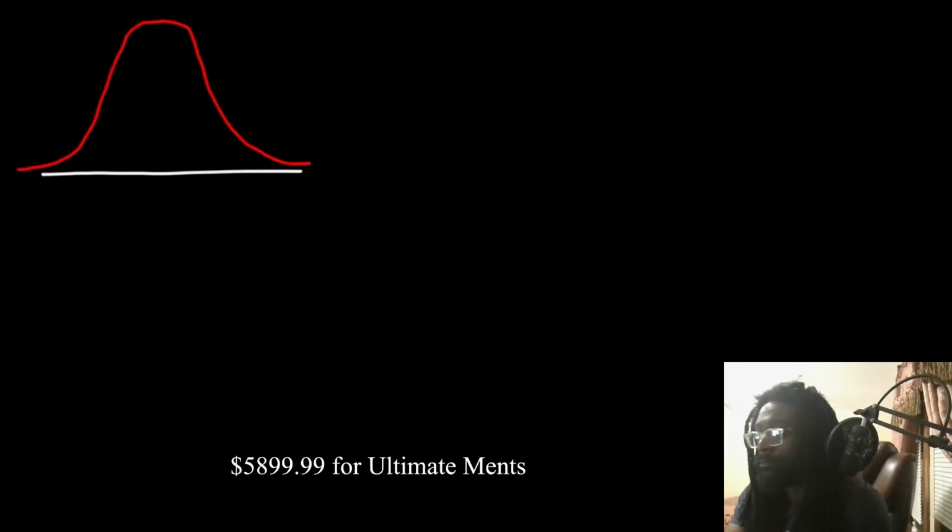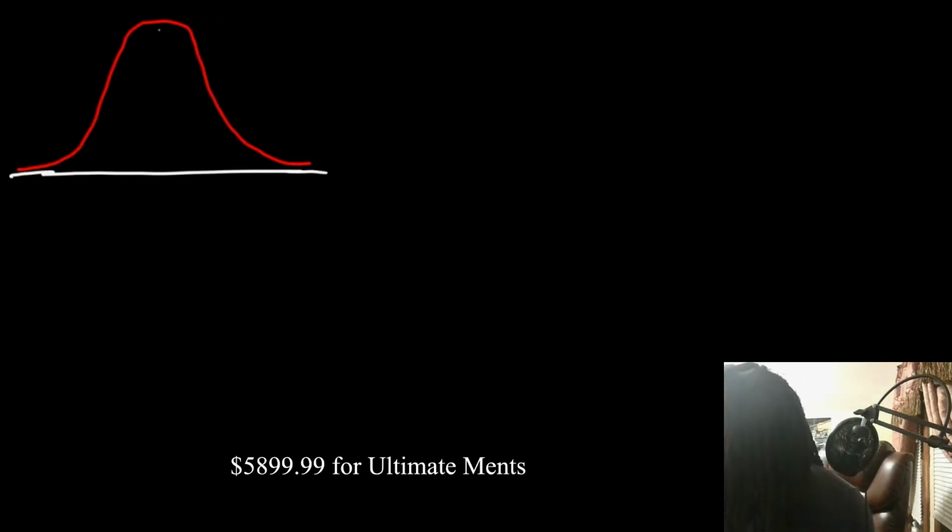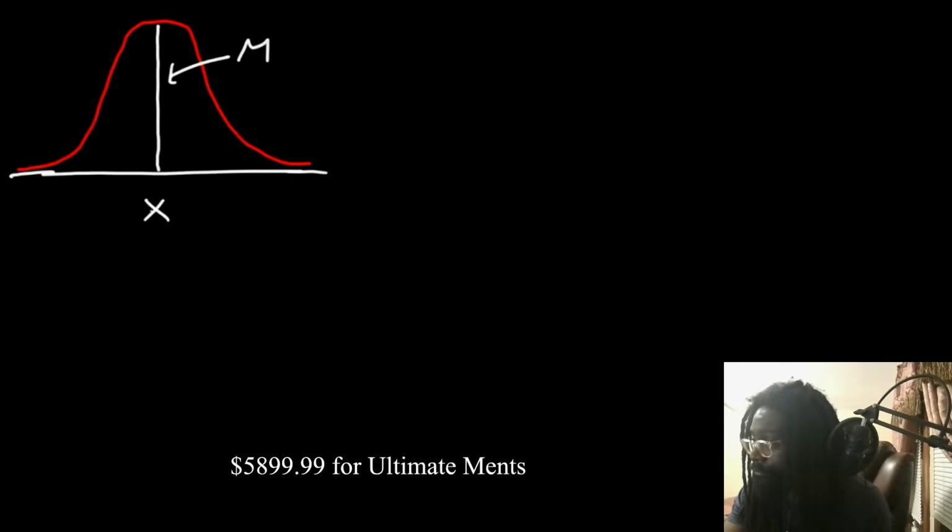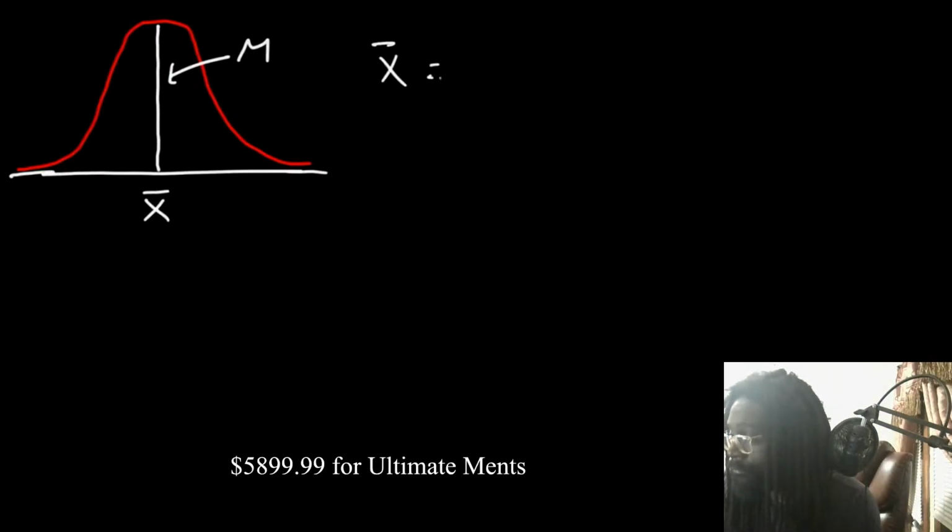Now the next topic we need to talk about is skewness. So let's say we have this representation of our data. And notice that it is symmetrical. This line represents the median. And if you have data that is perfectly symmetrical, the mean, this is the sample mean, is going to be equal to the median.